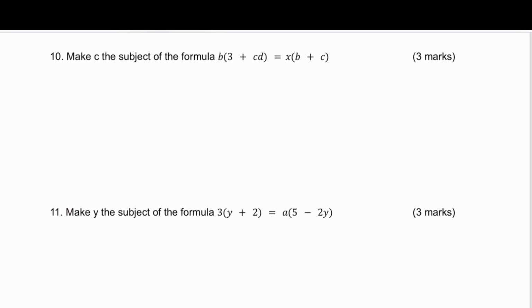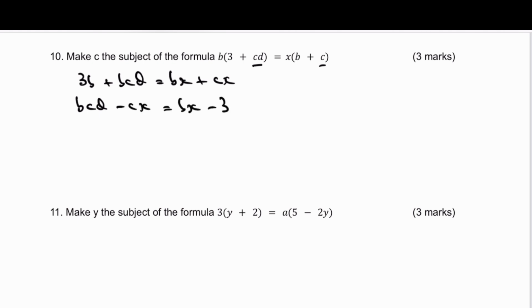So I've got two lots of c, I've got a c there and a c over there, so let's expand out. I'm going to get 3b plus bcd equals bx plus cx. Okay, so if I want to make c the subject of the formula, I've got to get c to the same side, and then I can factorise as I've done before. So if I work this out, I'm going to get bcd minus cx equals bx minus 3b.